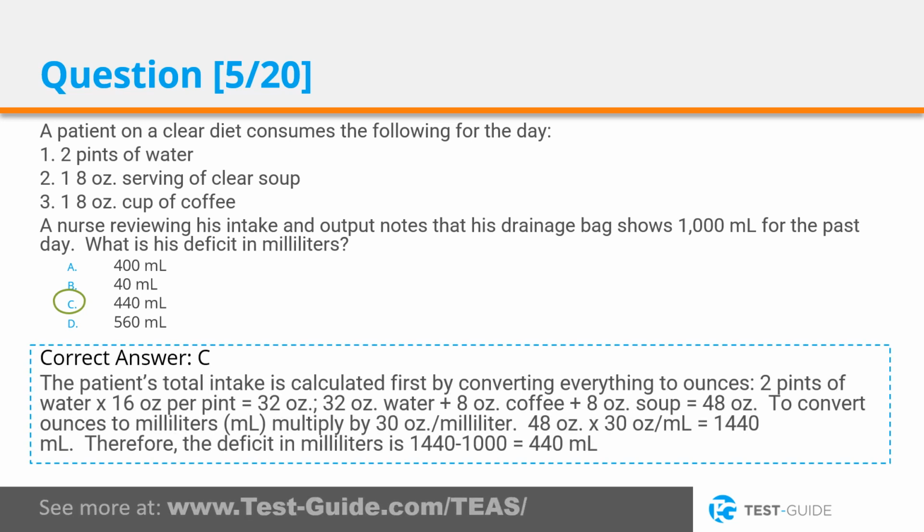Correct answer C. The patient's total intake is calculated first by converting everything to ounces. 2 pints of water times 16 ounces per pint equals 32 ounces. 32 ounces of water plus 8 ounces of coffee plus 8 ounces of soup equals 48 ounces. To convert ounces to milliliters, simply multiply by 30 milliliters per ounce. 48 ounces times 30 equals 1440 milliliters. Therefore, the deficit in milliliters is 1440 minus 1000 equals 440 milliliters.